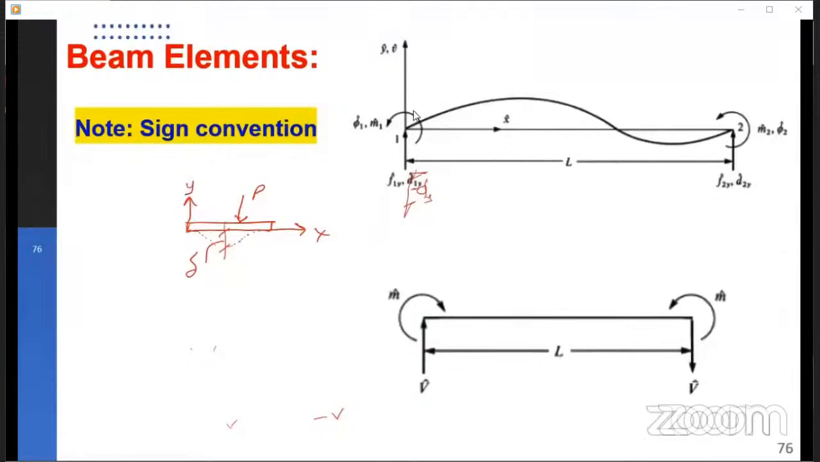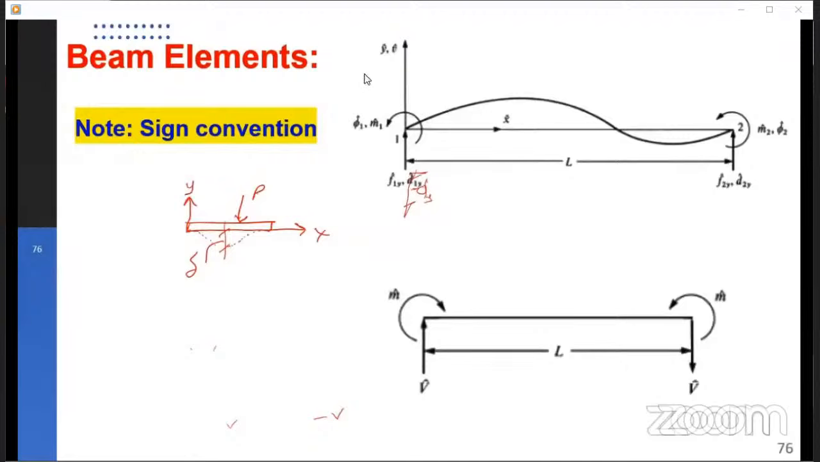The top sketch shows the sign convention for the case of the finite element sign convention. The lower, or bottom, sketch shows the standard sign convention that you are used to in beam theory. Yeah? So we use the first. The first is showing positive components.